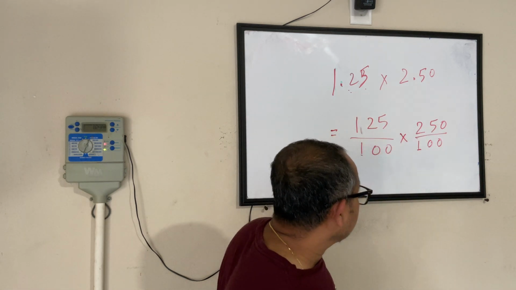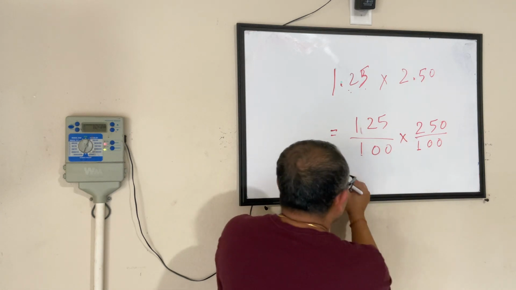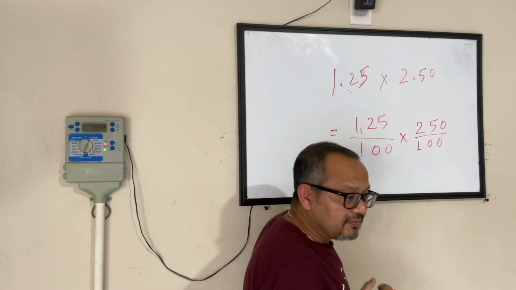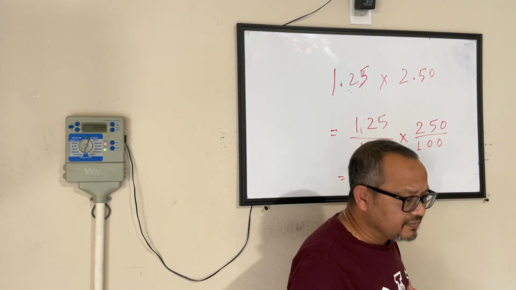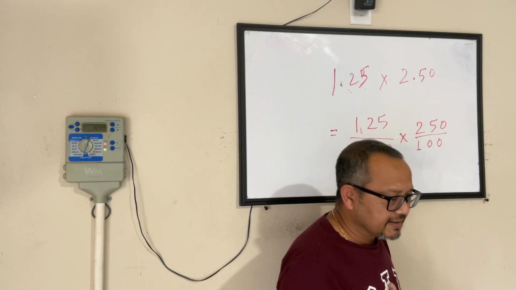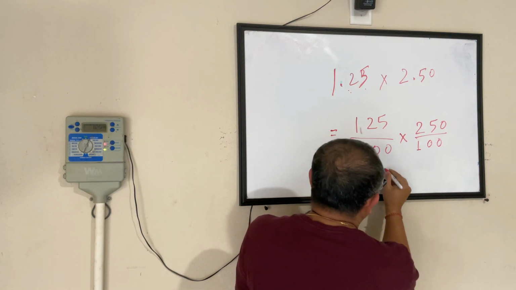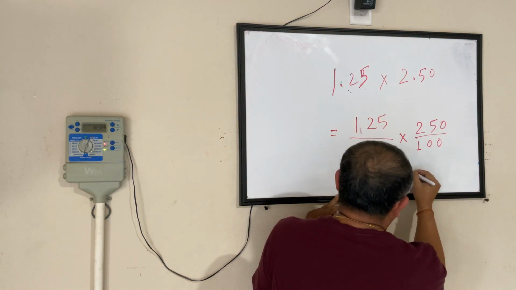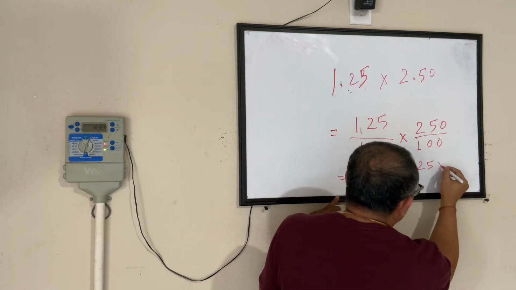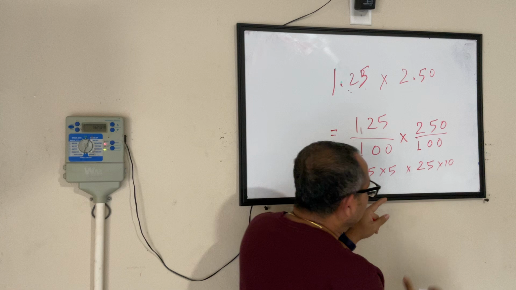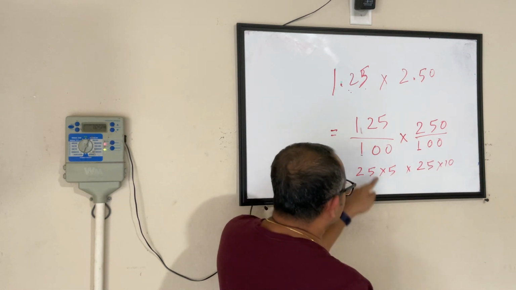So now if you look at this, I don't have to do all the multiplication. I know that 125, can I say 125 is 25 into 5? I'm just trying to simplify it, okay? Now 250, I can say this is 25 into 10. Can I do that? 250 I wrote as this, and 125 I wrote as this.